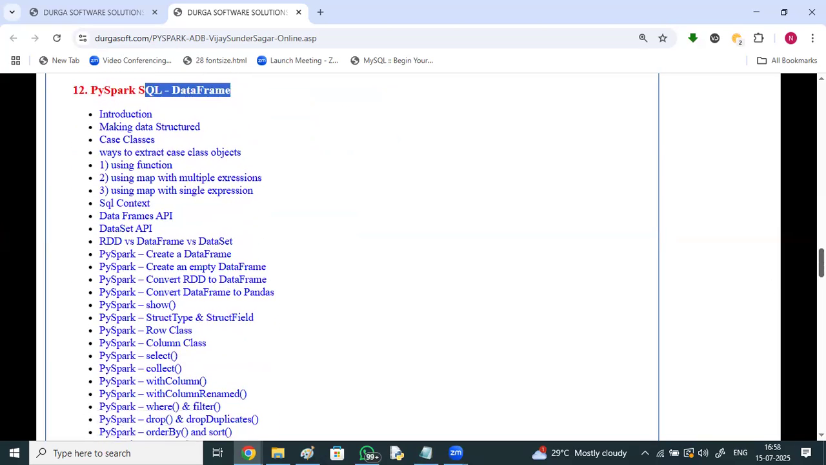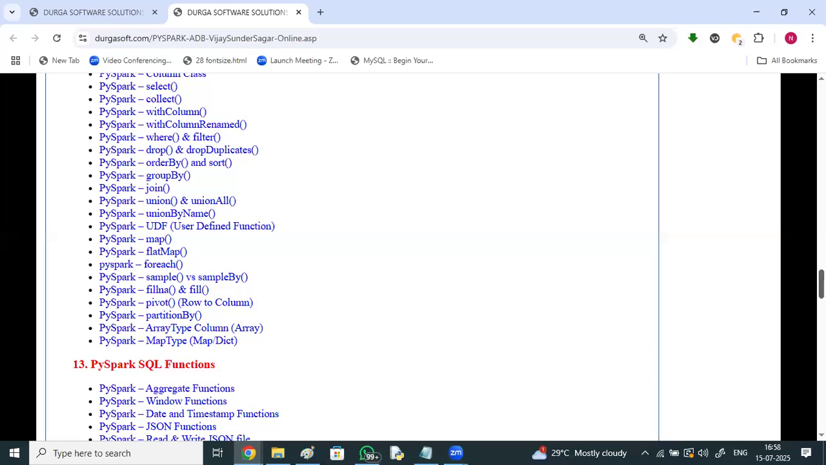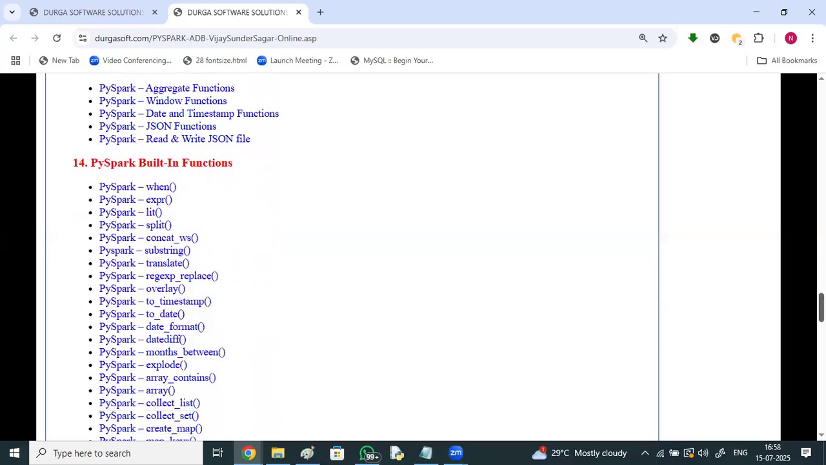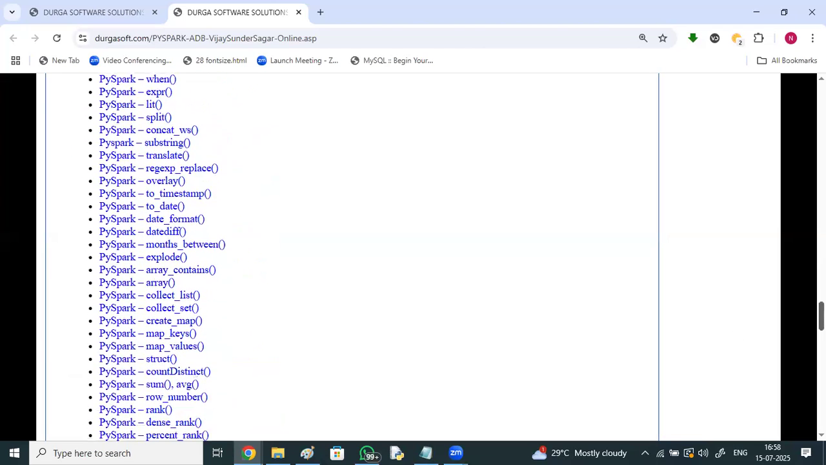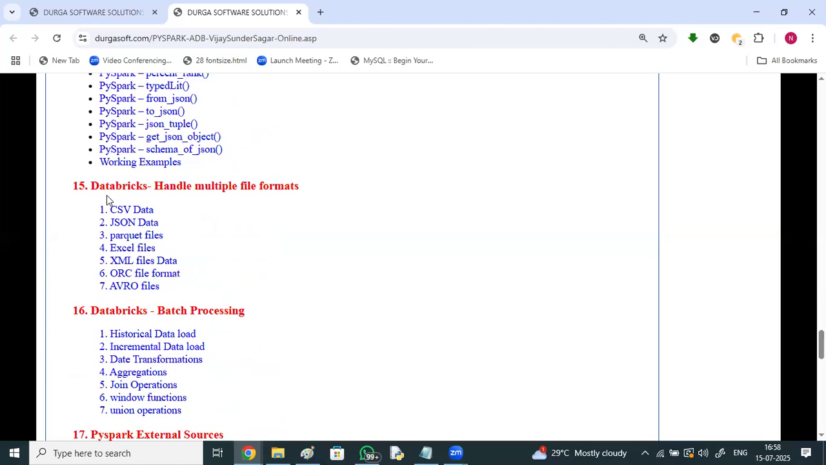So now the PySpark data frame. How to create a data frame API, creating a data frame, show, Row class, Column class, collect, select. In this way, we have got many functions, with many working examples. PySpark built-in functions, various built-in functions of PySpark, and Databricks handling multiple file formats: CSV data, JSON data, Parquet files, Excel files, XML, ORC. Databricks batch processing, historical data load, incremental data load, aggregations, join operations, window functions, union operation, right?